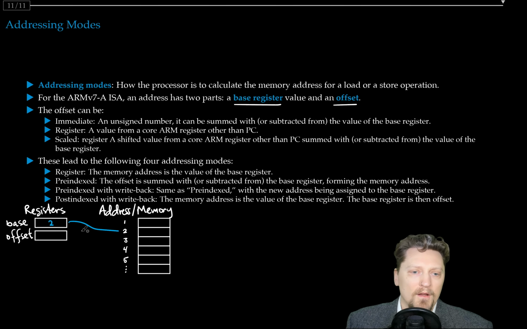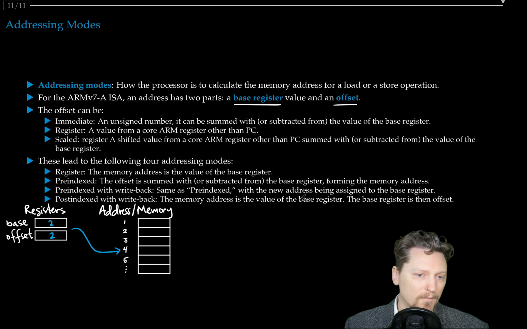Okay. Now, there's also pre-indexed. The offset is summed with or subtracted from the base register, forming the memory address. So say there's an offset of 2 here, and we're using pre-indexed addressing mode, then the address that's being referred to here is the base plus the offset. So it would be 2 plus 2, which would refer to 4 in memory, the address 4 in memory.